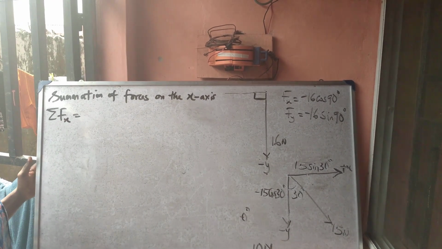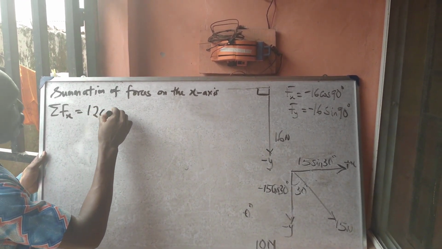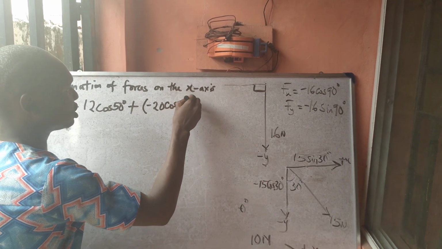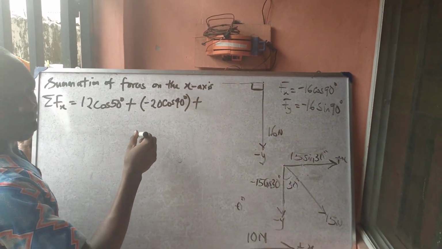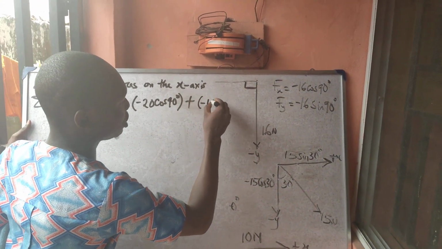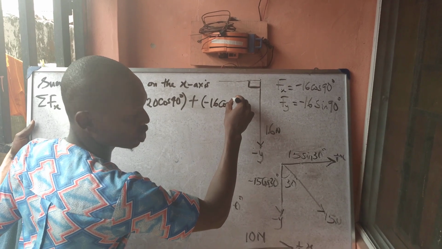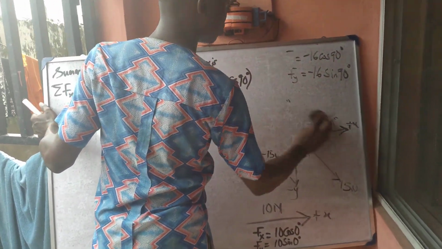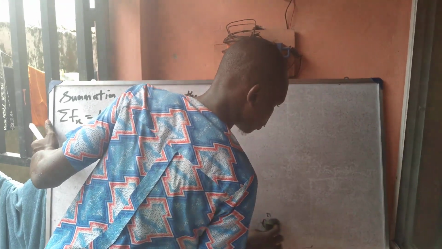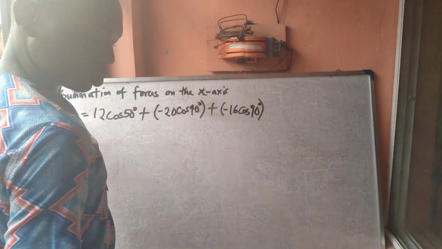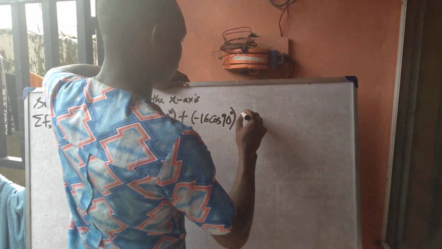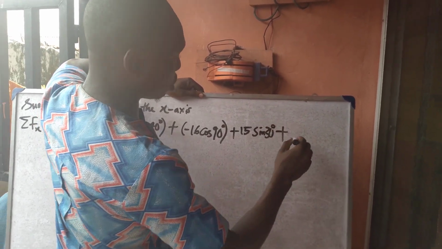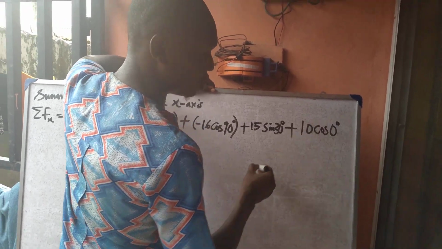Sigma fx will be equal to, on that other board there, we have 12 cos 50 degrees plus minus 20 cos 40 degrees, plus we have minus 16 cos 90 degrees, then plus 15 sine 30 degrees plus 10 cos 0 degrees.